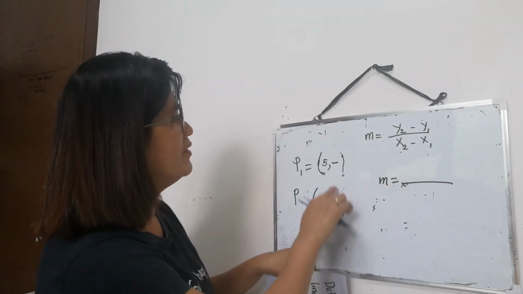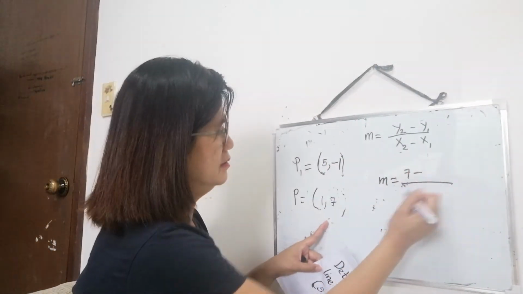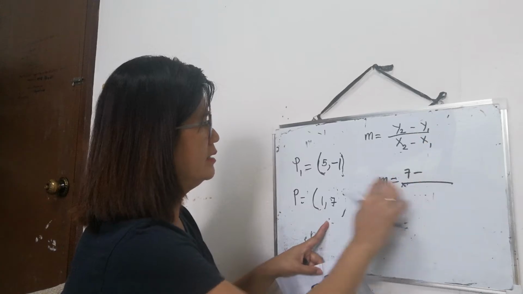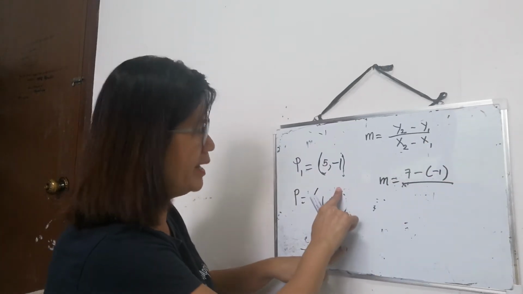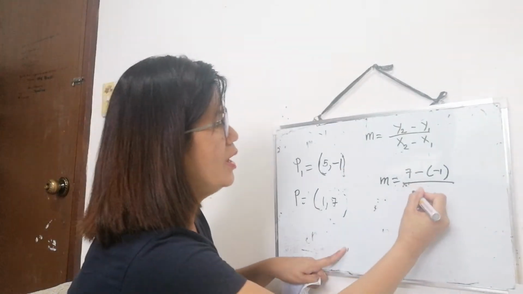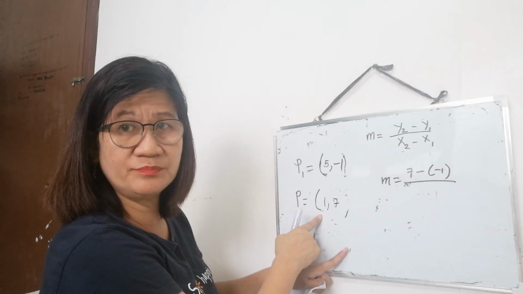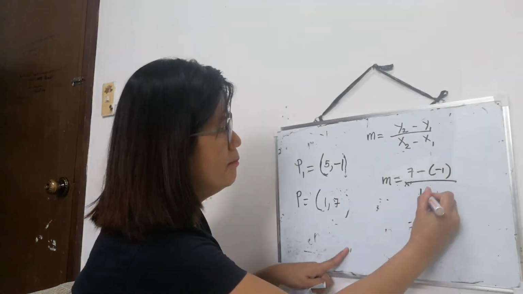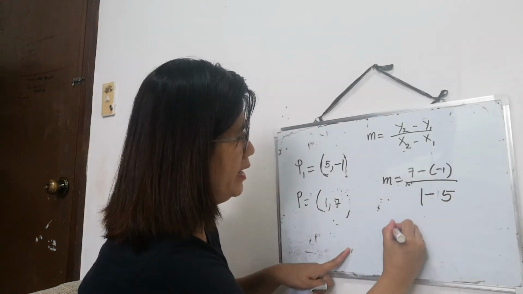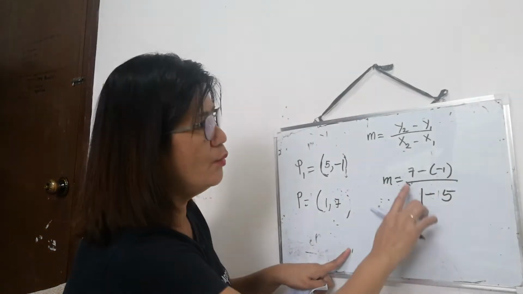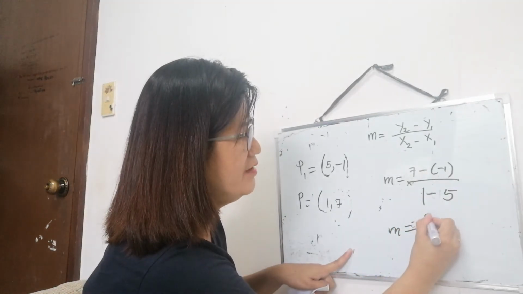Okay, so we have 7 minus, ayan, nanggaling yung minus na yan, negative 1. Okay, 7 minus negative 1. So our answer in the denominator, let us replace x sub 2. We have 1 minus x sub 1, 5. Okay, so m equals, what is 7 minus negative 1? The answer is positive 8.